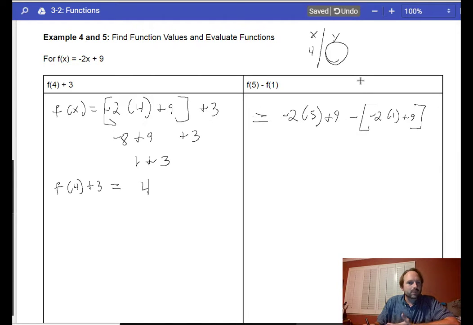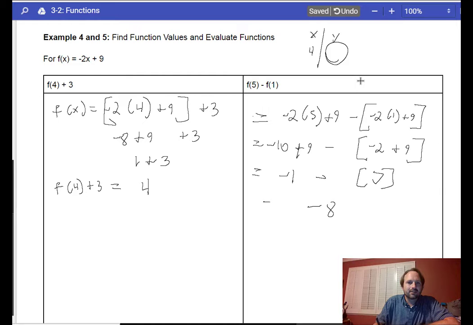All right, well, let's solve this. Negative 2 times 5 is negative 10 plus 9. And we have this grouping right here where we have to figure out negative 2 times 1 is negative 2 plus 9. So we still have to figure out each one of these. Negative 10 plus 9 is negative 1. We still have this minus sign. And then negative 2 plus 9 is 7. Well, now we can break out. So it's negative 1 minus 7. Well, that would be negative 8.